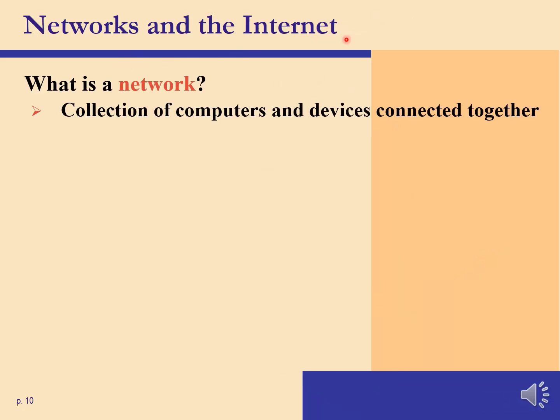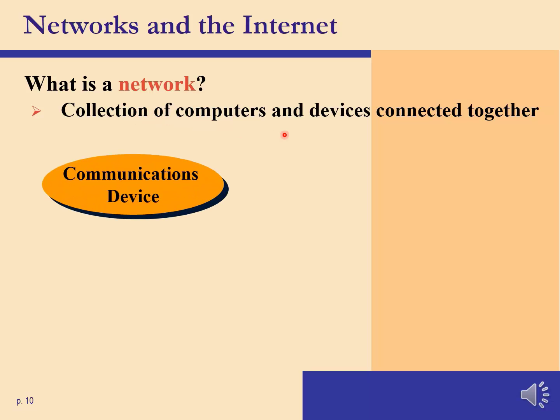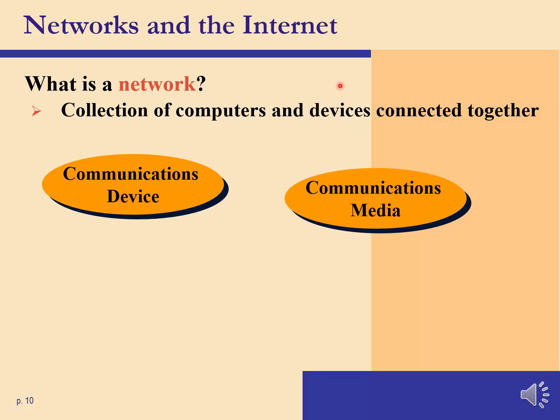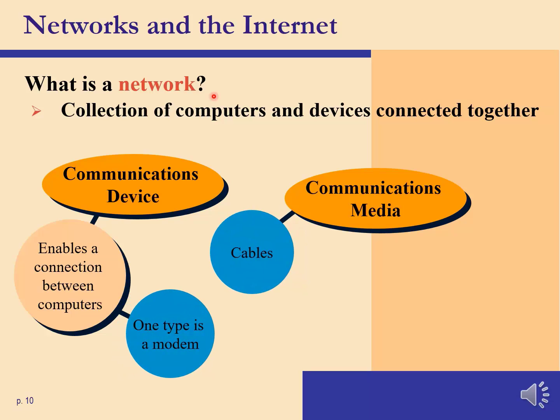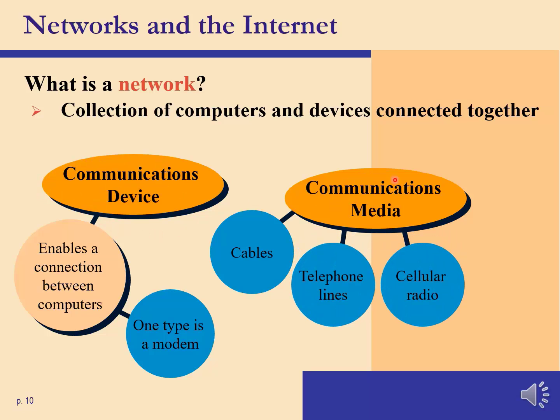Networks and the internet. What is a network? It is a collection of computers and devices connected together. There are communication devices and communication media. Communication devices enable connections between computers, for example, a modem. Communication media include cable, telephone, cellular radio, and satellite.